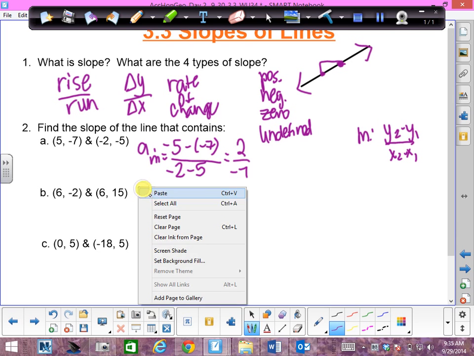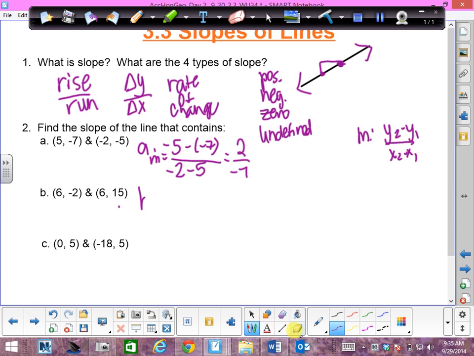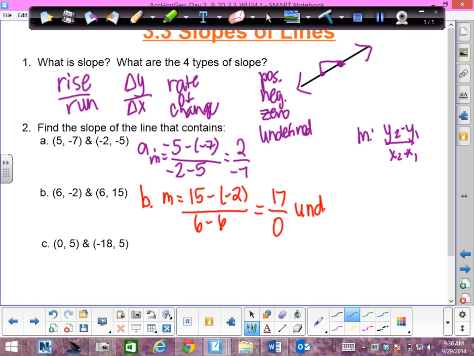All right, for problem B. Sorry about that. All right, so problem B. Same thing, y2 minus y1 over x2 minus x1. So 15 minus negative 2 over 6 minus 6. So we're going to have 17 over 0. Well, can we divide a number by 0? Is it possible to take something like 17 somethings and divide them into 0 parts? No, that's not possible. So this is where you have undefined slope. Do not leave the answer as 17 over 0. Leave it as undefined.